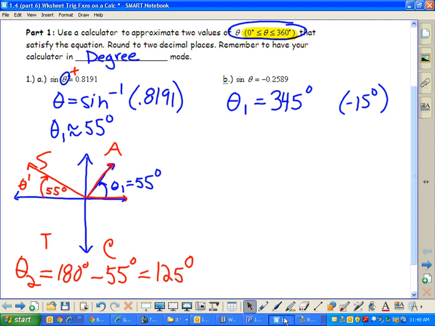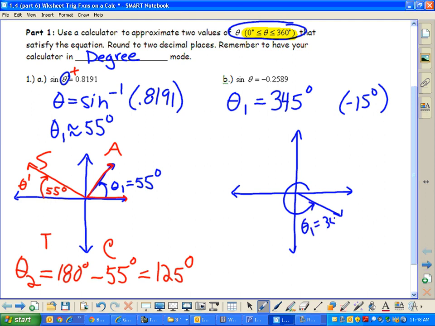All right, so in part B, I'm asked to find 2 values of theta that will satisfy that equation. One of them was 345 degrees. That was one of the values of theta 1. Now I need to find theta 2. Step 1 in finding theta 2 is to draw theta 1, the first angle. 345 degrees is just 15 degrees back from 360. So that's theta 1, and that is 345 degrees.